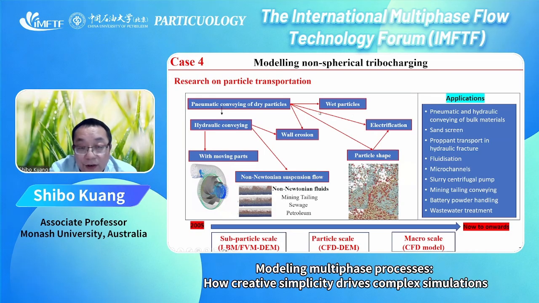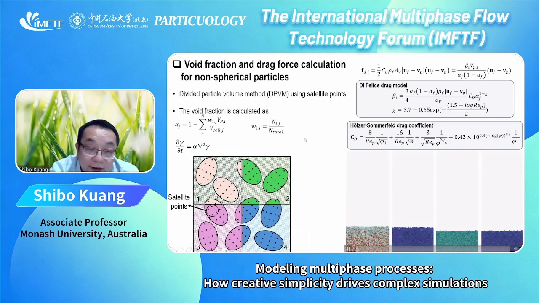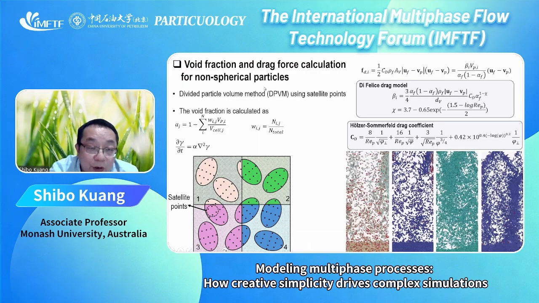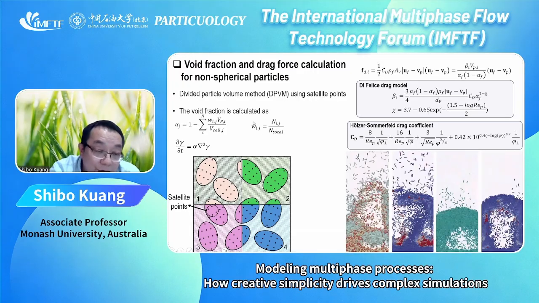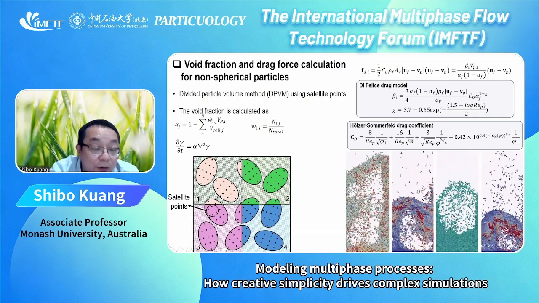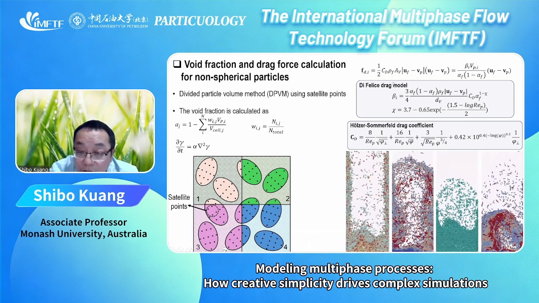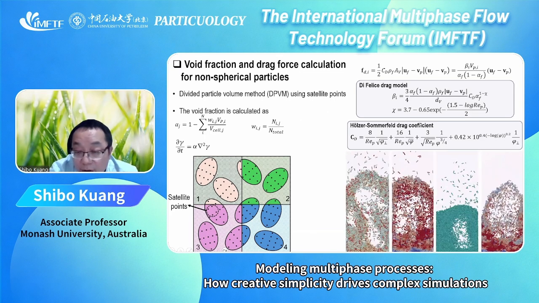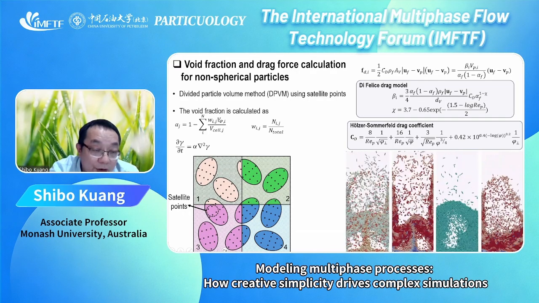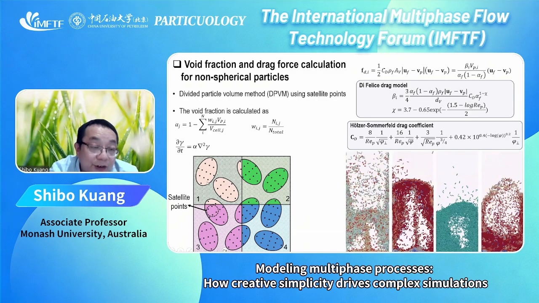So in the fourth case, we consider non-spherical tribo-charging phenomena. In the past 20 years or so, we made a continuous effort to model particle transportation, considering different phenomena as demonstrated here. So particularly for non-spherical tribo-charging, here we needed to calculate the particle void fraction. So in the CFD-DEM model, we also did consider the effect of particle shape for the drag force model. So for void fraction, we just use the divided method.